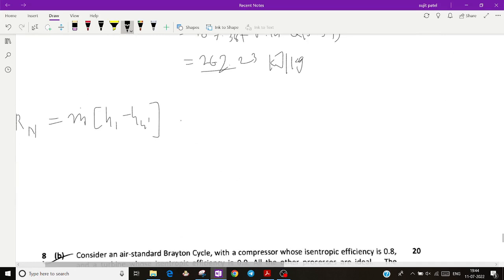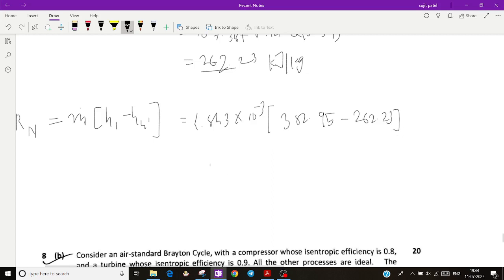So the mass flow rate of the refrigerant is 4.843 multiplied by 10 to the power minus 3 into H1. H1 is what? 382.95 minus 262.23. So when you solve this, you will get the new refrigeration effect, that is 584.64 watt. So this is the answer of the first question that they have asked.